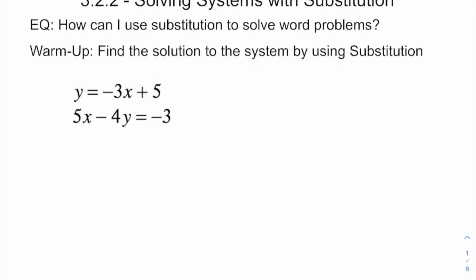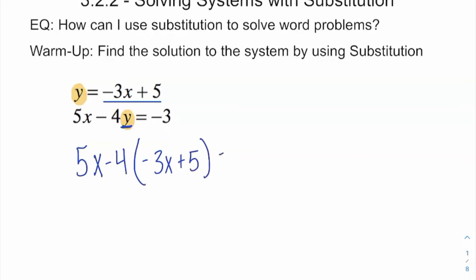Yesterday we were introduced to systems of equations by understanding that in order to use substitution you had to have a variable that was isolated in order to plug that into the second equation. So in this problem, for our warm-up, we have a variable that's by itself, that is y, which allows us to plug in negative 3x plus 5 into our y value. Again, substituting, simply replacing with the variable that is isolated. So if I rewrite this, it becomes 5x minus 4 times negative 3x plus 5 is equal to negative 3.